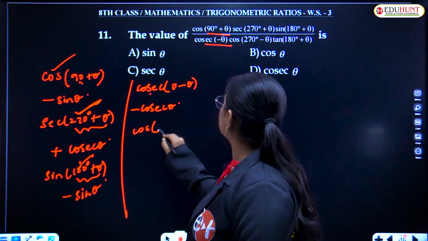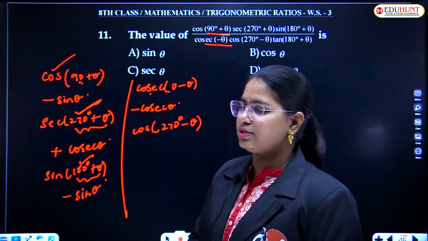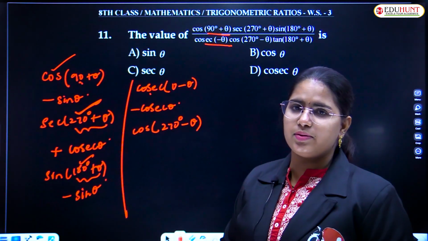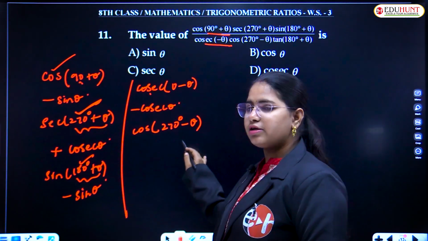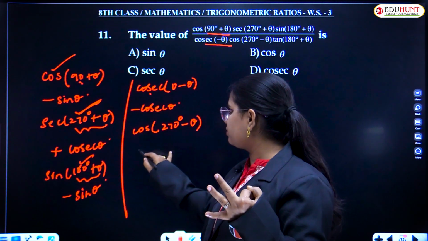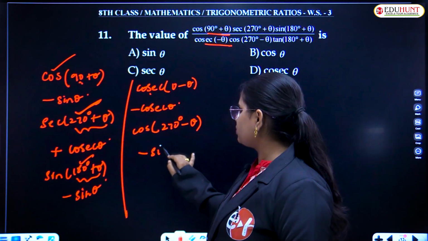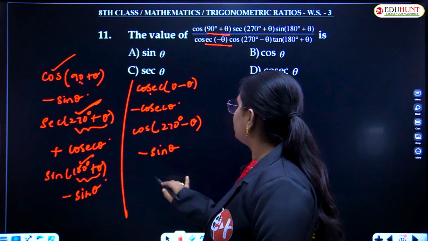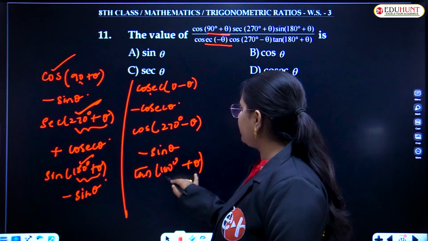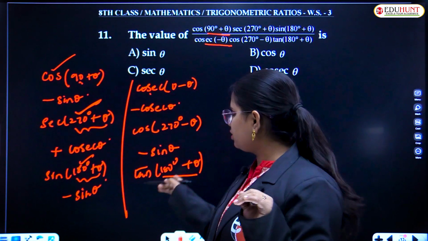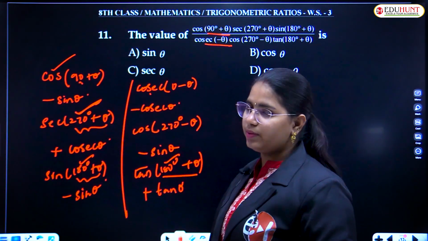Next one is cos 270 degree minus theta. How can you express this? 270 degree minus theta lies in the third quadrant. In the third quadrant, cos is negative. Correct? 270 is an odd multiple, so it changes to sine. Next, tan 180 degree plus theta. 180 plus theta lies in the third. In the third, tan is positive, and this is as usual tan theta because it's an even multiple.